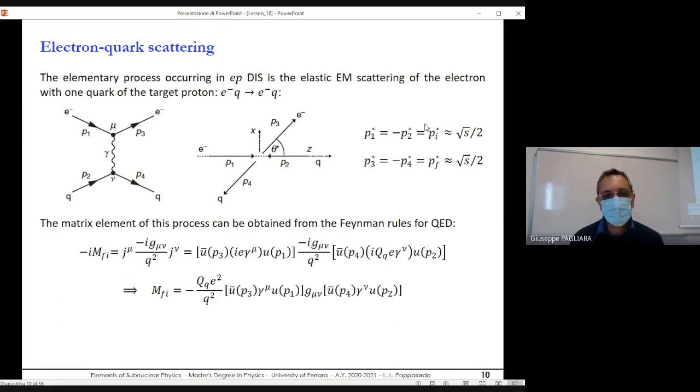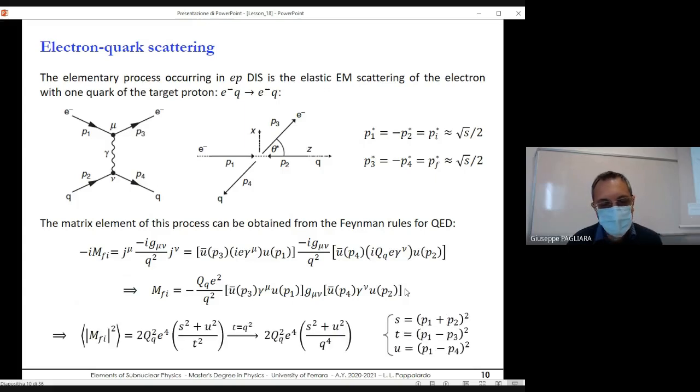Now, we have all the instruments to compute the matrix element for this process. Indeed, it is just exactly as the Møller scattering, with the only difference that here we have to take into account the fractional charge of the quark at the bottom vertex. So the upper vertex and the propagator are just the same as the Møller, and for the lower vertex, we just have to take into account that the quark carries only fractional electric charge that we call Q2. And so we can also divide by minus i, and we can obtain our transition matrix element in this way.